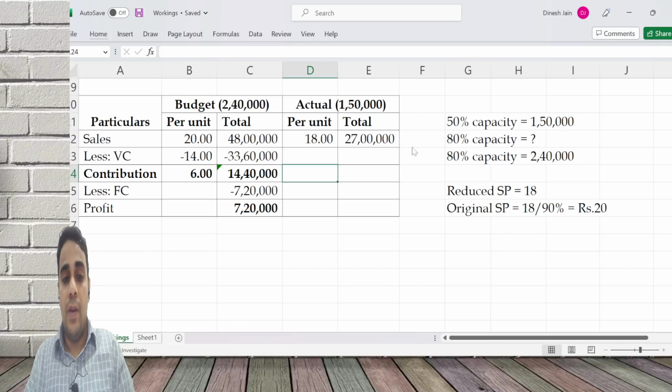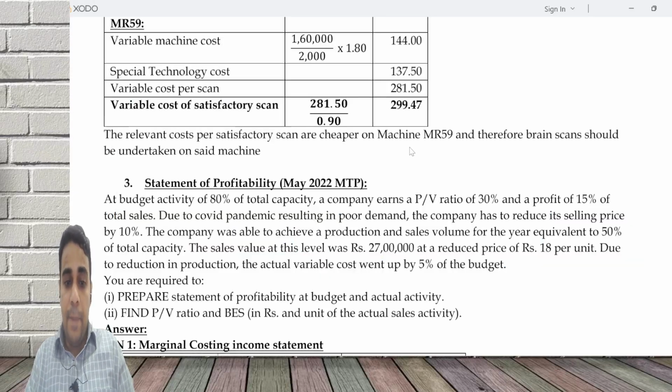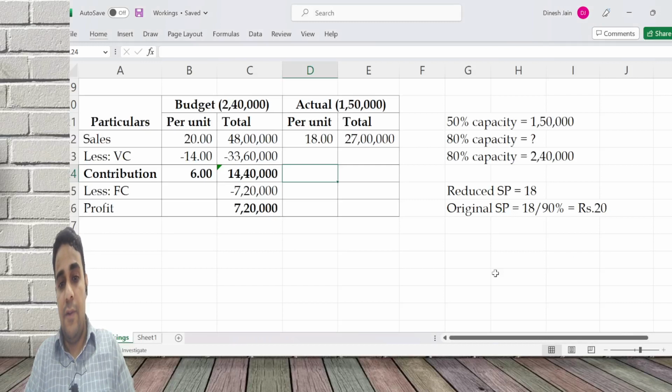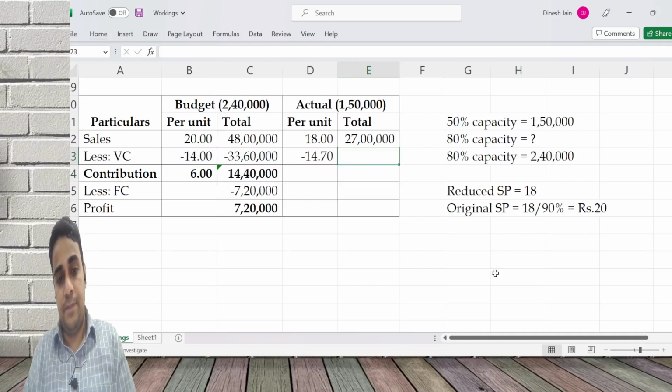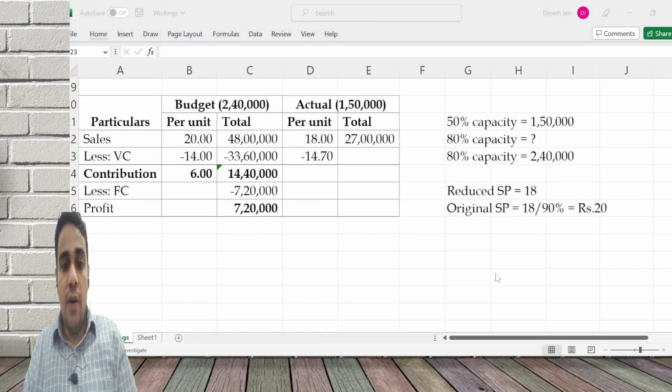Now, the question says that because of the reduction, variable cost went up by 5%. A 5% change in variable cost per unit means 14 would have become 14.7. 14 has become 14.7.